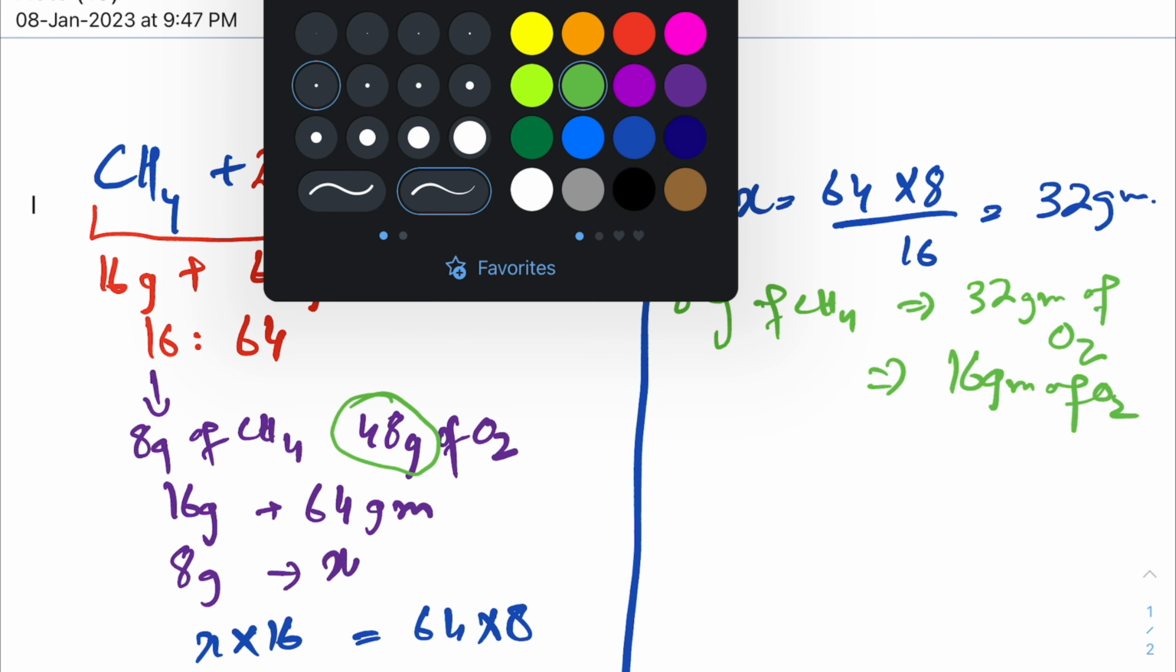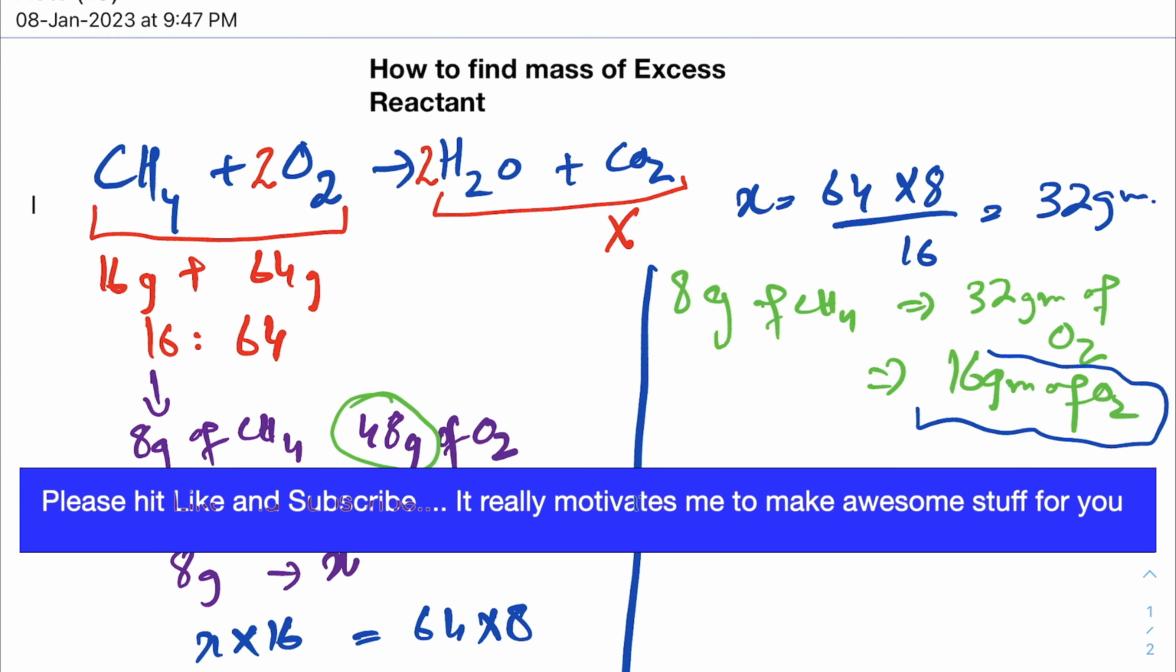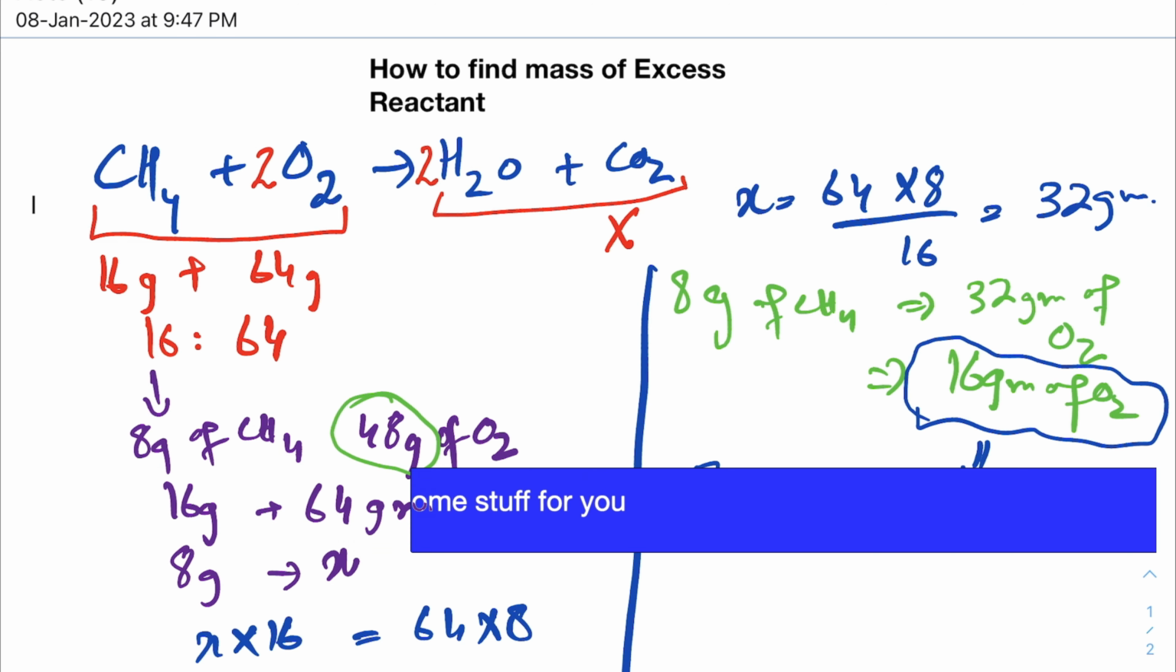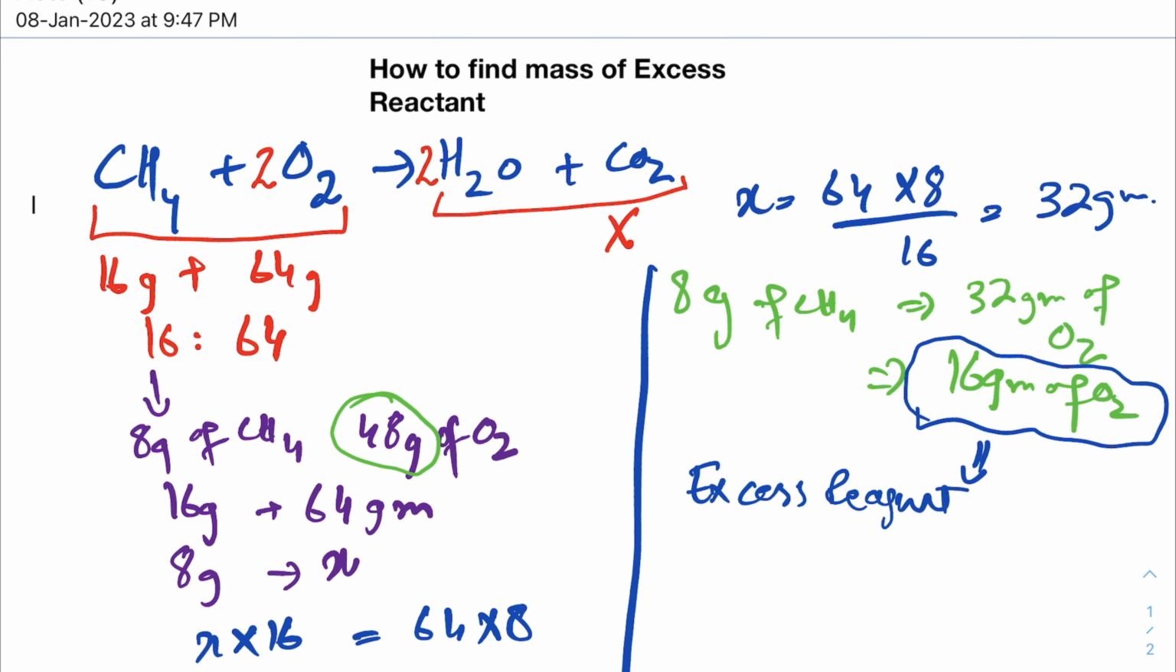So what is this 16 gram? This 16 gram of oxygen is known as the excess reagent, or the excess reactant. From this, we conclude that the reactant which is present in more amount is known as the excess reagent, and we can find it by solving the ratio of the two reactants which are required to form the products in an effective manner.